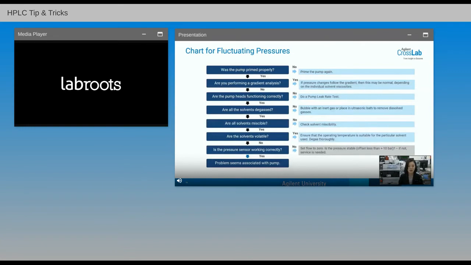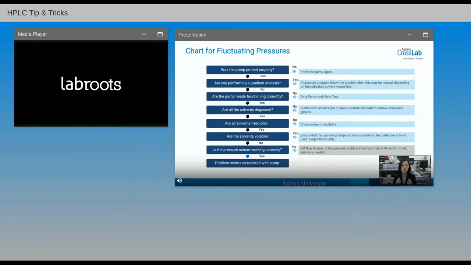So this is where you can try to slowly, step by step, find out what could be the cause of the fluctuating pressure. You may have a question like, was the pump primed properly? If yes, then you can move on to your next question, like, are you performing a gradient analysis? If yes, maybe the pressure change follows the gradient, which some people may say is fluctuating, but it is normal because the changes are gradual, depending on the individual solvent's viscosity.